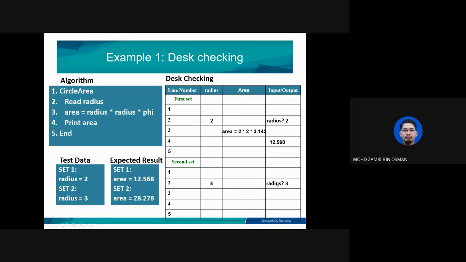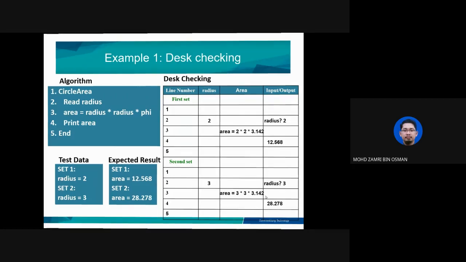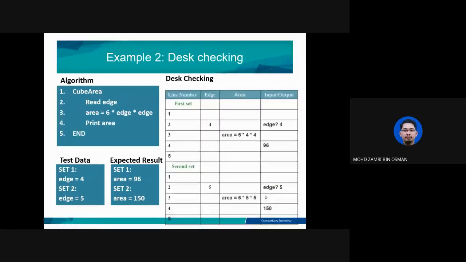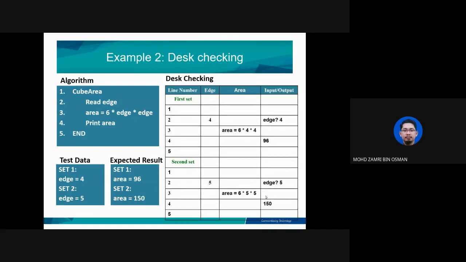Radius question mark 3 here is the input. Then we have the output and what the area is, together with the calculation. So there's example number 2 here. You can try to look at it: what's happening in the test checking and what is the given algorithm for this one.